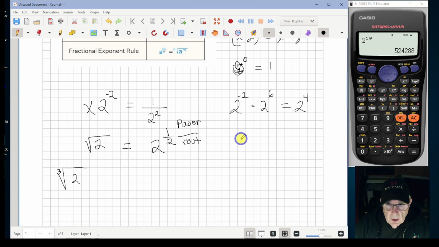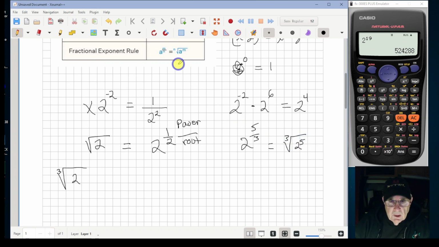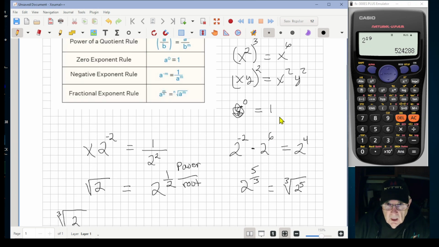So if I had 2 to the 5/3 power, this is the third root of 2 to the 5th. That's what this rule is telling us. Okay, so there it is in a nutshell.